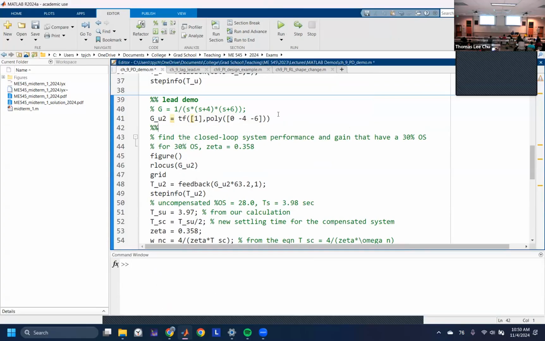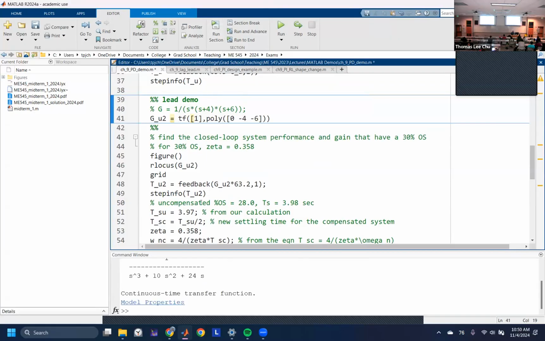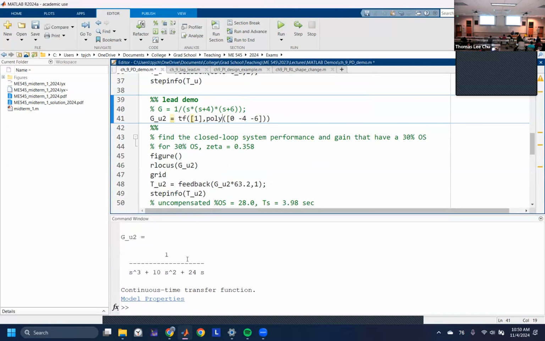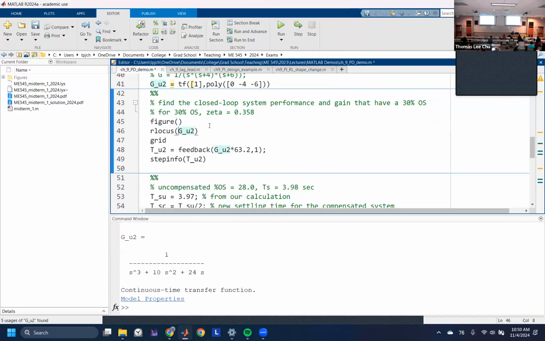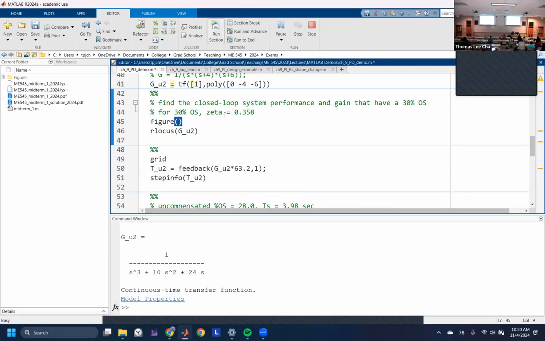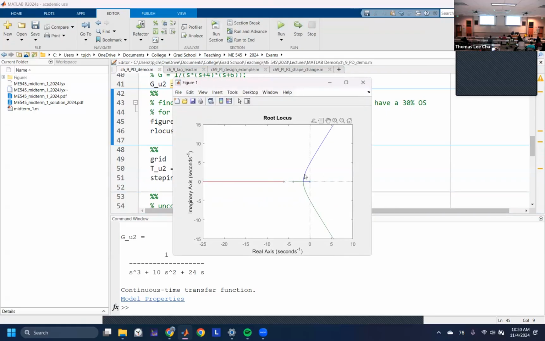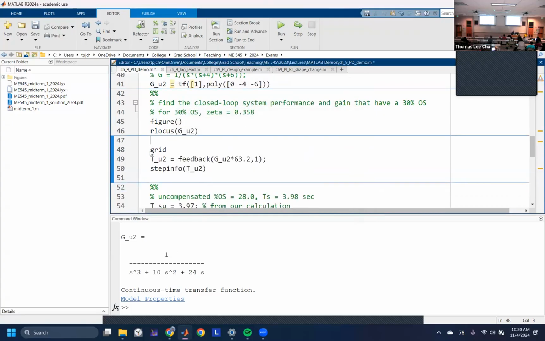So first we're just going to create the uncompensated transfer function, and this is the open loop transfer function. Then we use root locus to find the point where the closed loop transfer function has 30% overshoot. That's going to be around 63, which is right there. So close enough, there you can see we have 31.2% overshoot. So we choose the corresponding gain at that point, which is 65.1. Actually, I found that it was going to be 63.2.